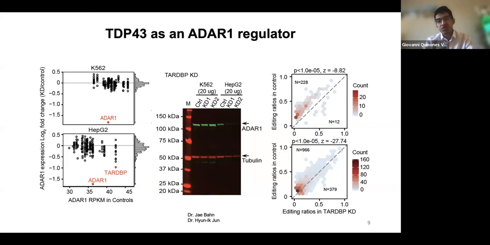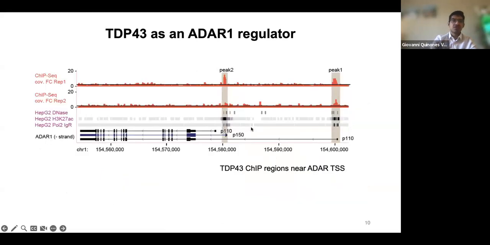So when we look into other types of data sets that can give us some information about how exactly TAR-DBP is affecting the expression of ADAR, we looked into ChIP-seq, pretty much binding sites at the DNA level of TDP43. And we find something very interesting. We find that there are significant binding regions of TDP43 that overlap with transcription start sites of ADAR protein.